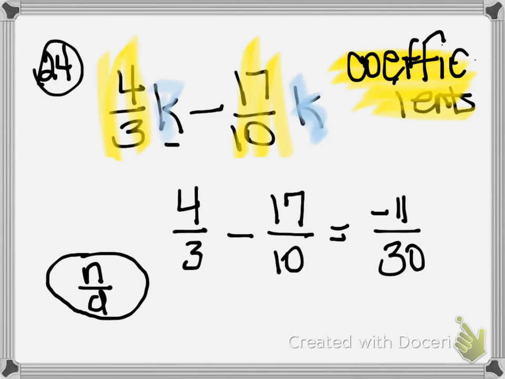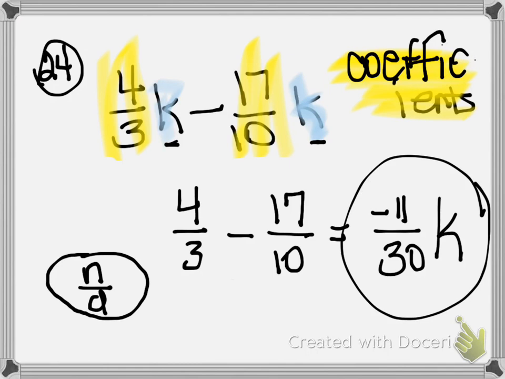Now, there was a k attached to that. We don't really consider the k when we're combining. We only look at the coefficients. And there is the final answer to number 24. That, in a nutshell, is adding and subtracting monomials, binomials, combining like terms.